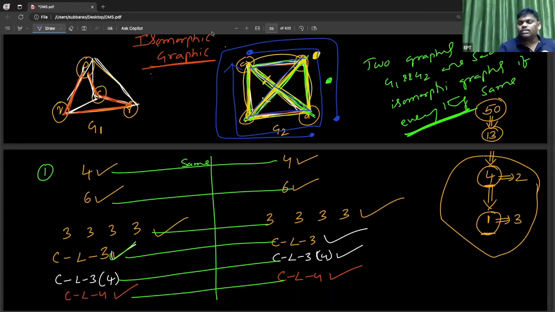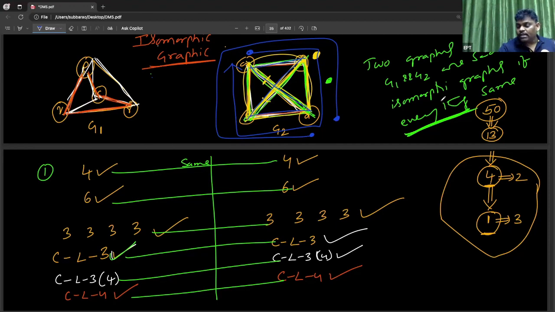Now the last one, the easiest way of saying it: 2 graphs G1 and G2 are said to be isomorphic if everything is the same. Everything same means what? Just start checking. Vertices are same, edges are same, degree sequence same. If the first one has a cycle, the second also should have a cycle. If the first one doesn't have a cycle, the second also doesn't have a cycle.